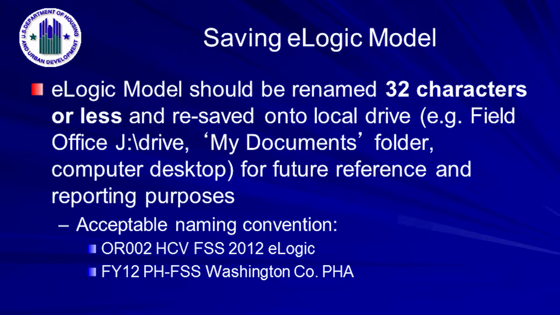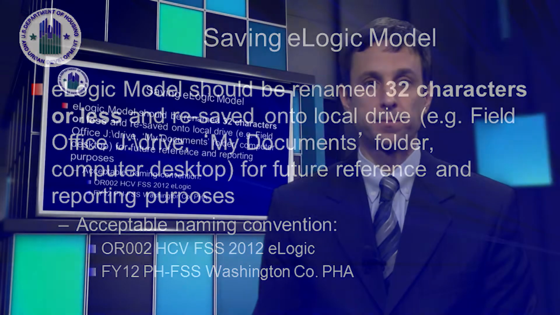Saving the eLogic Model. An eLogic Model, after it has been retrieved, should be renamed 32 characters or less and resaved onto the local drive, such as the J drive or the My Documents folder or computer desktop for future reference and reporting purposes by the grantee. Acceptable naming conventions for resaving are PHA name, grant type, grant year, or grant year, grant type, PHA name.